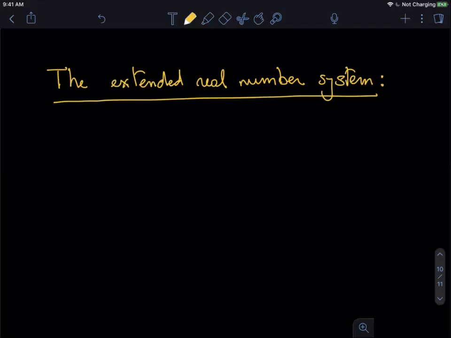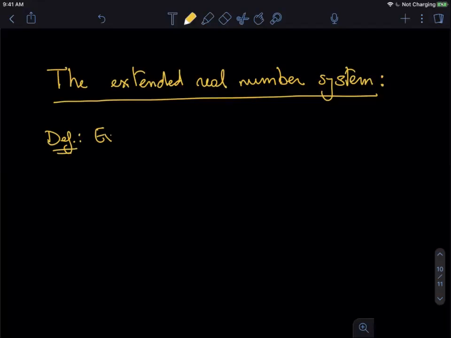Okay, so let's discuss the extended real number system. Right now, we have already defined the real numbers. So we have the real number system. What is the extended real number system? So let's define it.